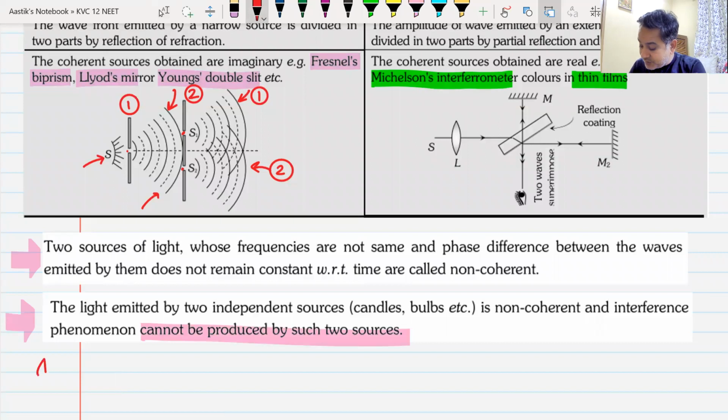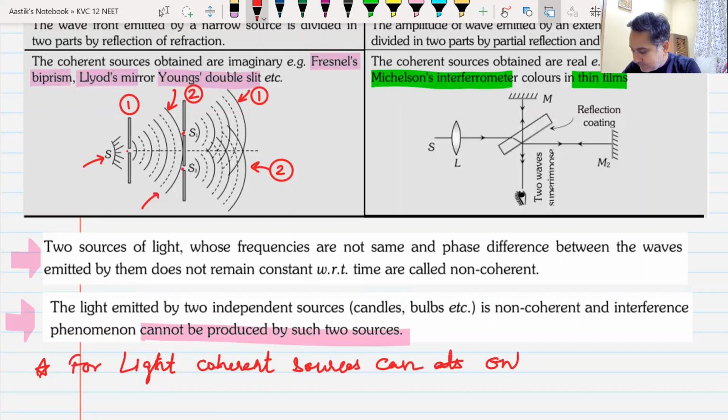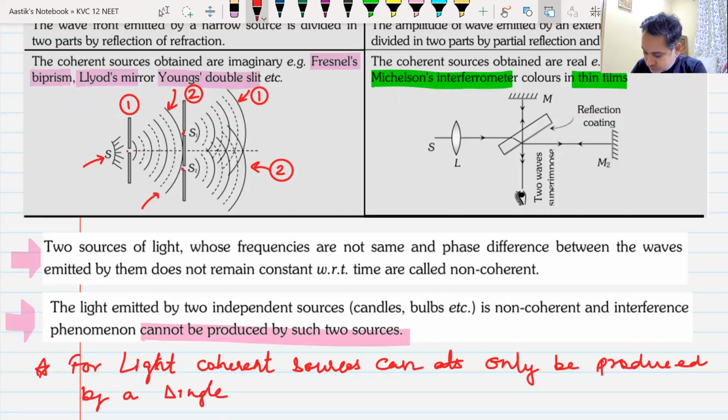For light, remember this important point: for light, coherent sources can only be produced by a single source. And there are only two methods of producing it from a single source. One is the division of wavefront, and the other one is the division of amplitude. Do we understand this? Yes or no? Yes, sir.